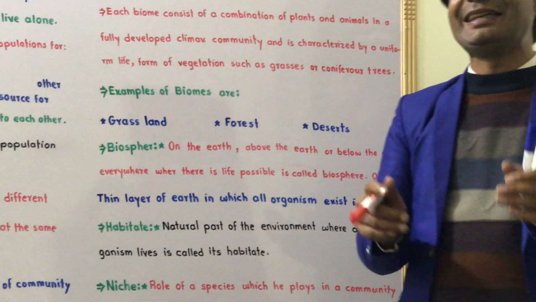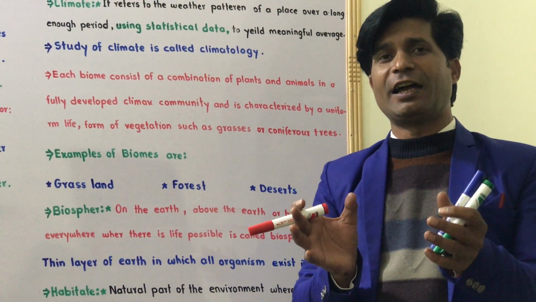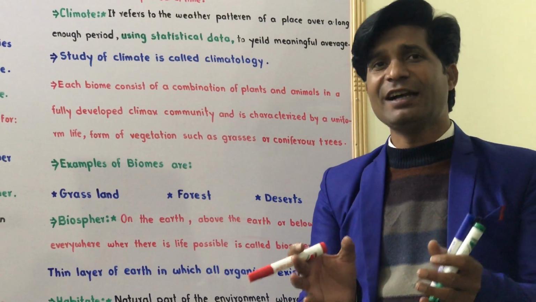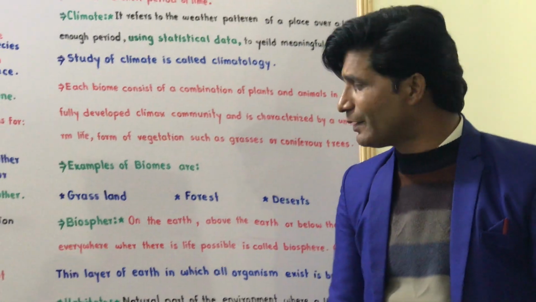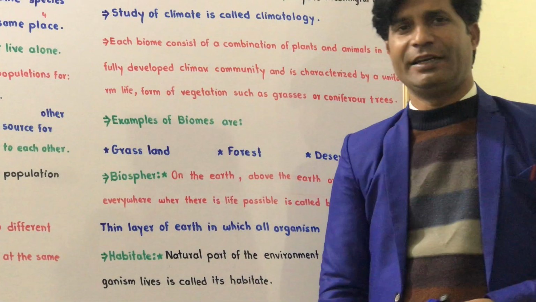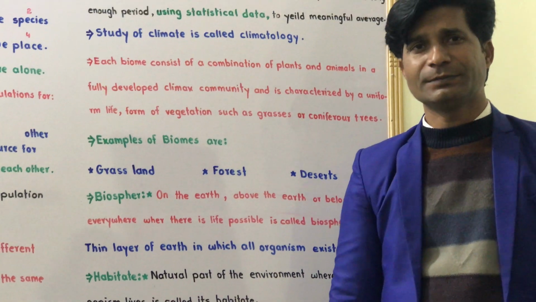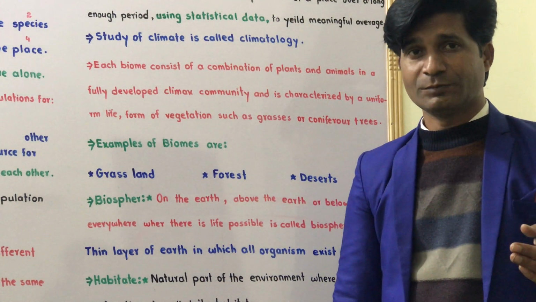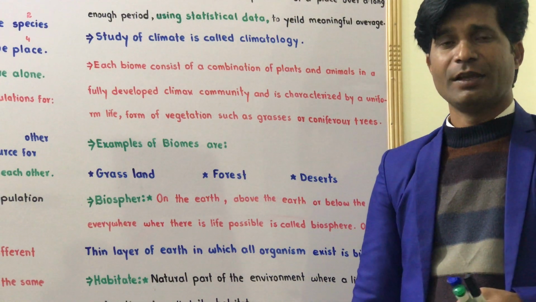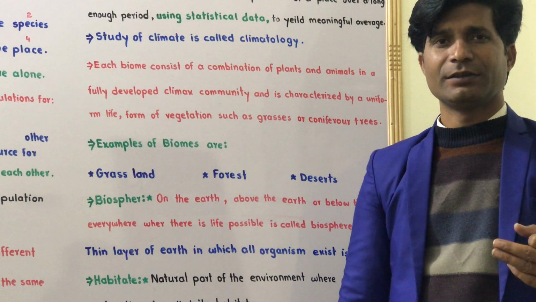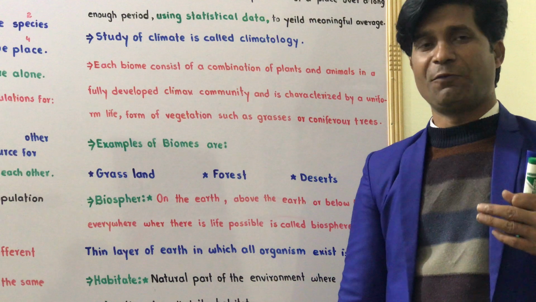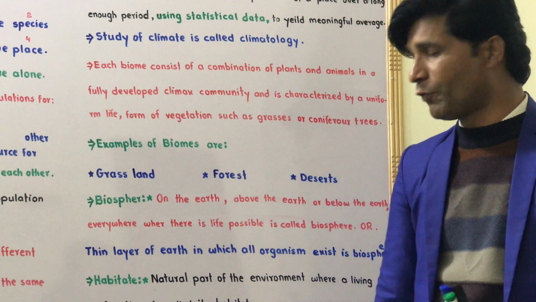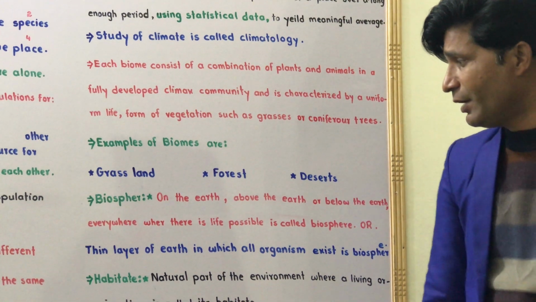The other term which we will discuss today is habitat. Remember one thing, it is the natural part of an environment where a living organism lives is known as its habitat. For example, the fish, its habitat is fresh water or marine water. Similarly, there are many birds which inhabit the forest, they live in the forest, so the forest is their habitat.